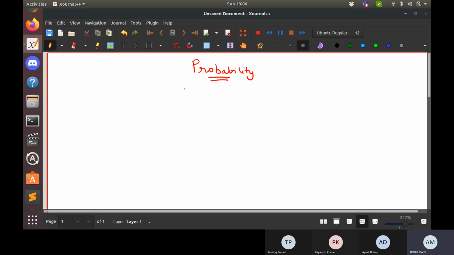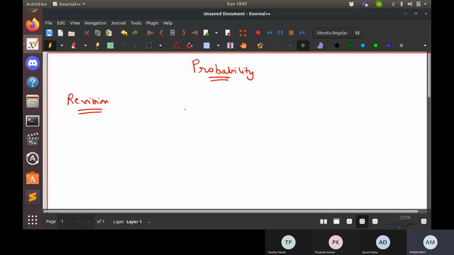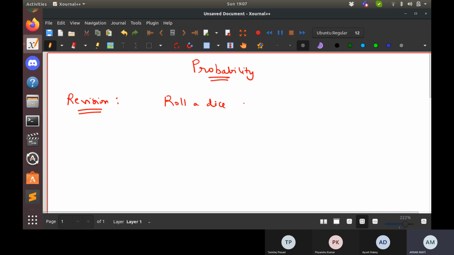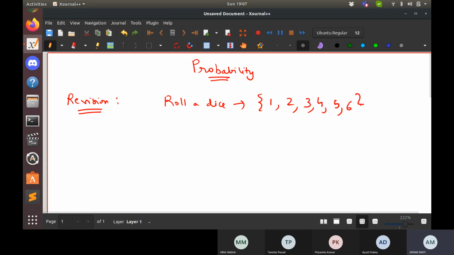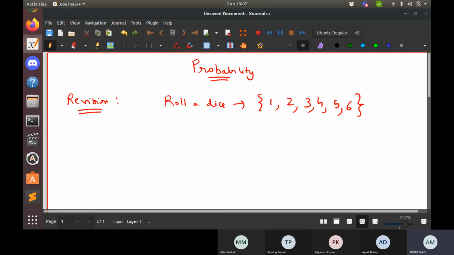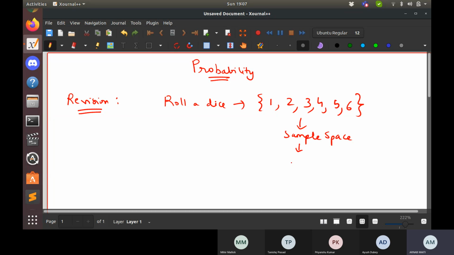Before we go to the new topics, let us do a revision of some old stuff in probability in a more formal way. Say we roll a dice and we have a set of outcomes. The outcome of the dice can be 1, 2, 3, 4, 5, 6. This is called the sample space. The set of all outcomes is called the sample space, and we usually denote it by the symbol omega.